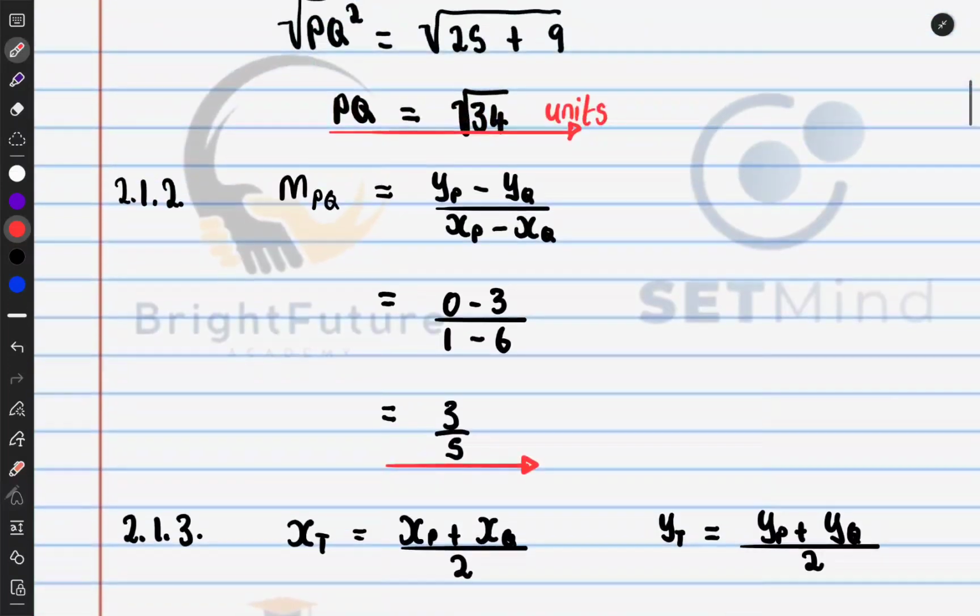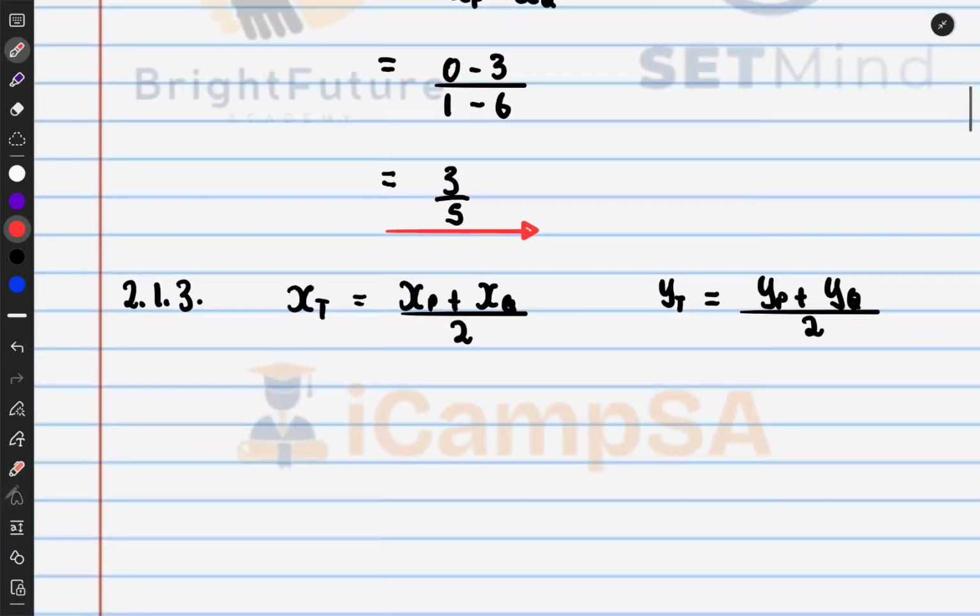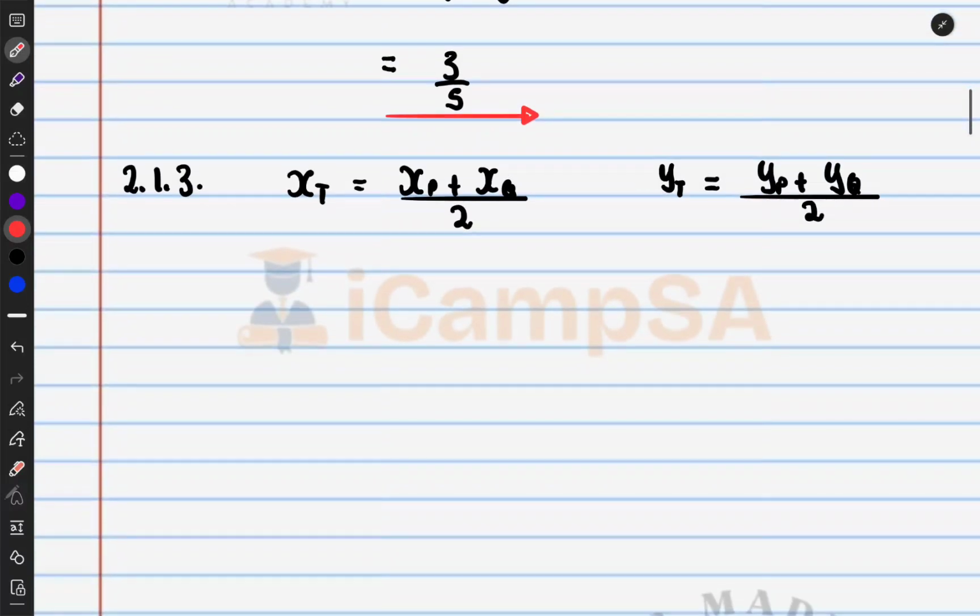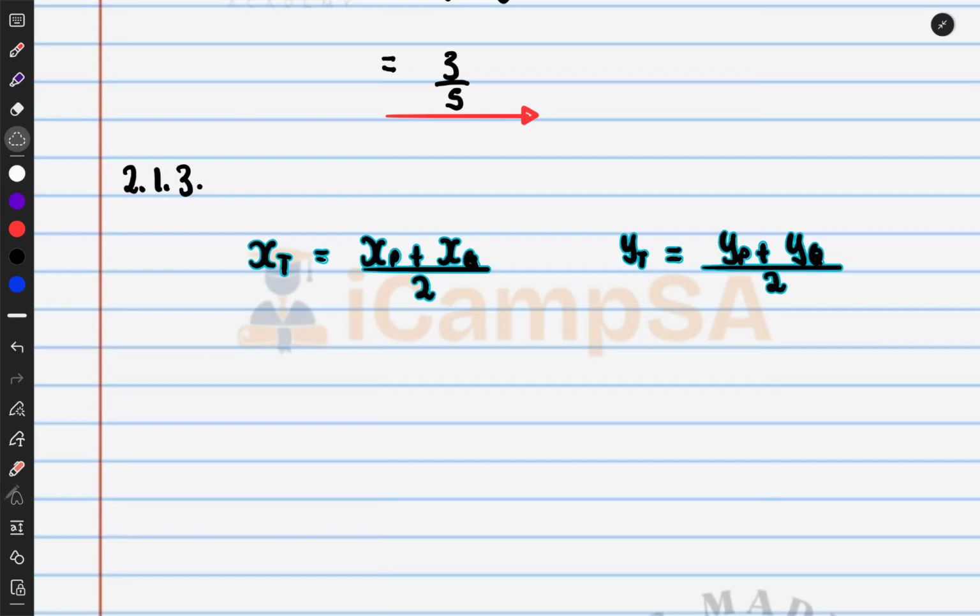I forgot to write here that we were using the gradient formula. This is the gradient formula, and here we are using the midpoint formula.